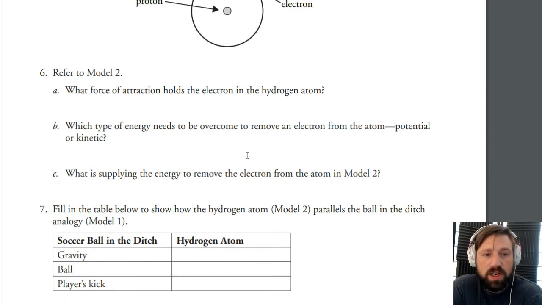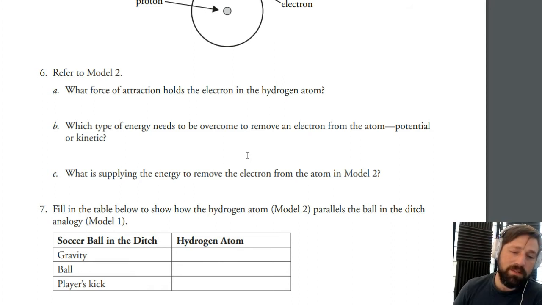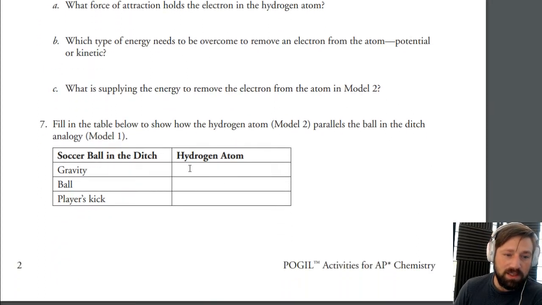So what force of attraction holds the electron in the hydrogen atom? Again, is that the electromagnetic force? What type of energy needs to be overcome? Potential or kinetic? Potential. What is supplying the energy to remove the electron from the atom in model 2? It's the photon. So if you were to fill this out, gravity is the electromagnetic force, the ball is the electron, the player's kick is the photon.